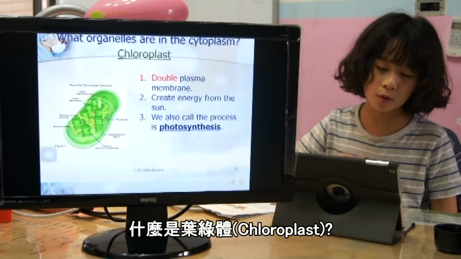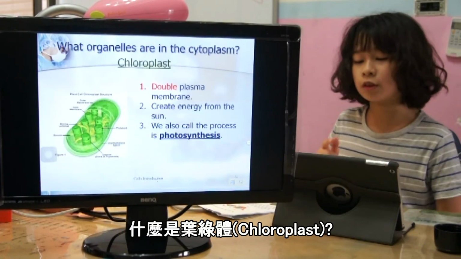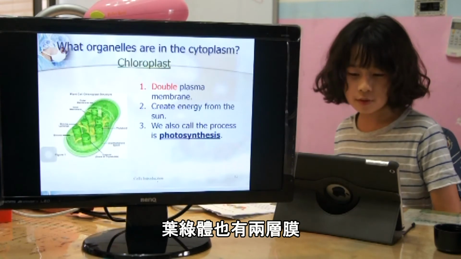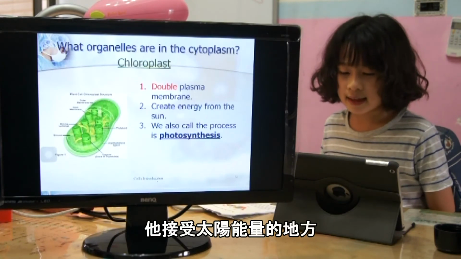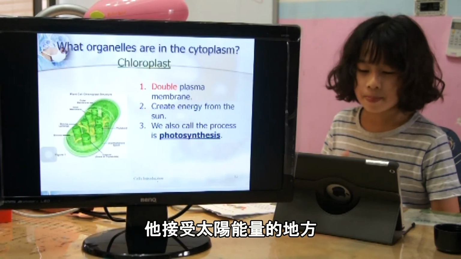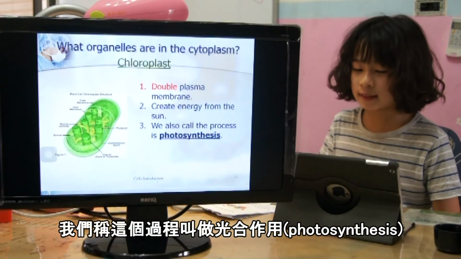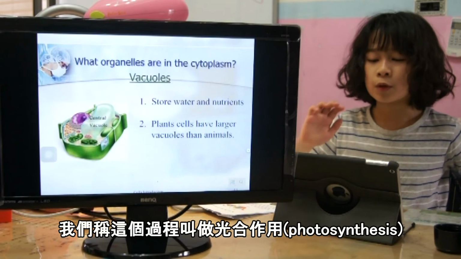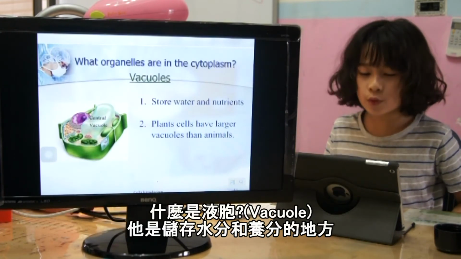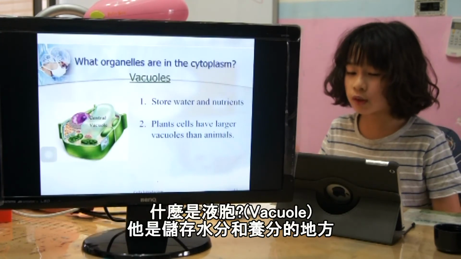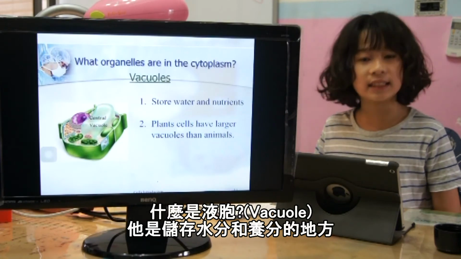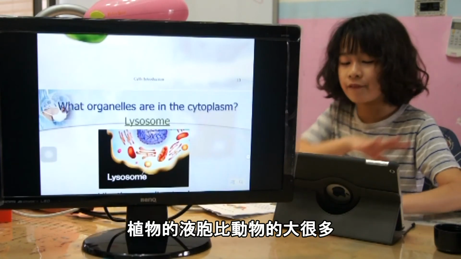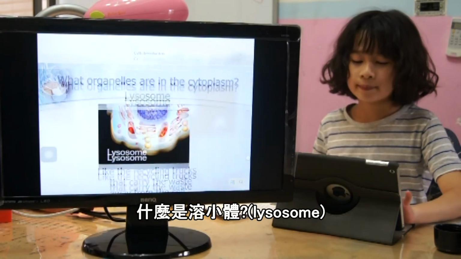What is the chloroplast? Chloroplasts are only in plant cells, and they have a double plasma membrane too, and they create energy from the sun. This is called photosynthesis. They get energy from the sun. What are vacuoles? Vacuoles store water and nutrients. Plant cells have larger vacuoles than animal cells. Plants have a large vacuole.